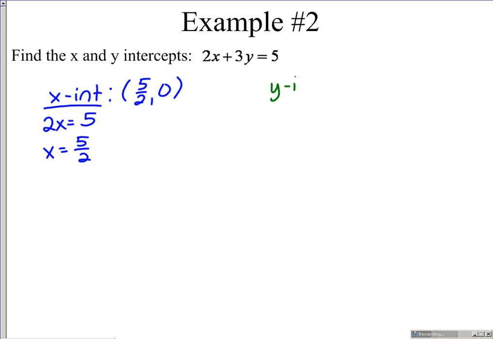Y-intercept, do the same thing. Plug in 0 for x. This time we're left with 3y equals 5. Y is 5/3, so our y-intercept is the ordered pair 0, 5/3.